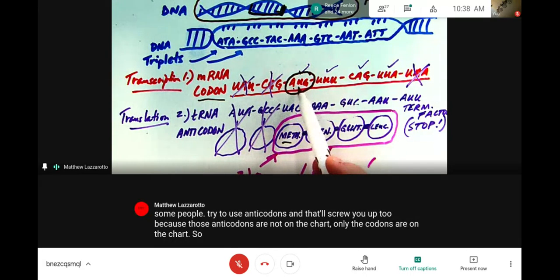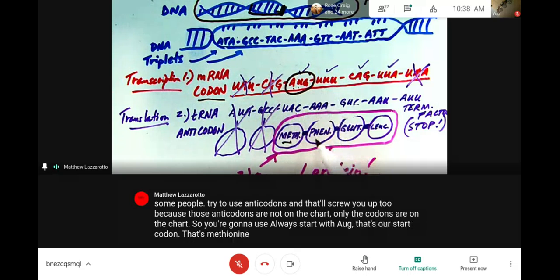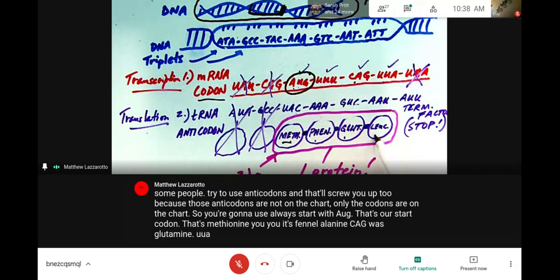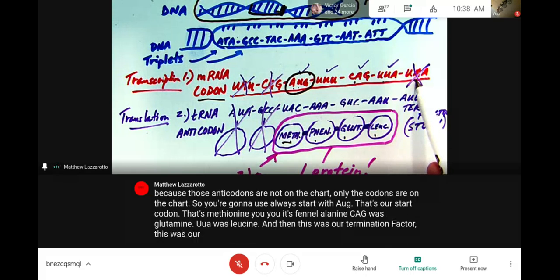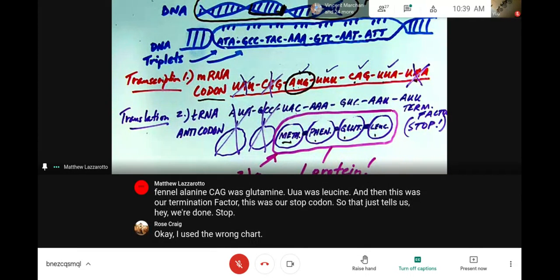So you're going to always start with AUG. That's our start codon. That's methionine. UUU is phenylalanine. CAG was glutamine. UUA was leucine. And then this was our termination factor. This was our stop codon. So that just tells us, hey, we're done. Stop. Okay, I used the wrong chart. I got it. Thank you.